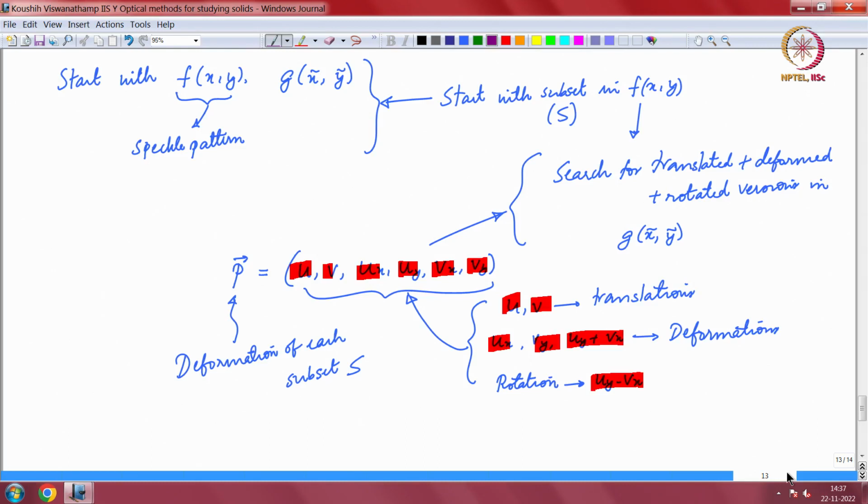So, you have 6 unknown variables u, v, ux, uy, vx, vy, and you have 6 physical operations that are potentially performed to a particular subset S. So, that is u, v are the translations, ux, vy, uy plus vx are the shear plus stretching/compression, we generally call them deformations, and you have the rotation uy minus vx. So, 6 represented in terms of 6.